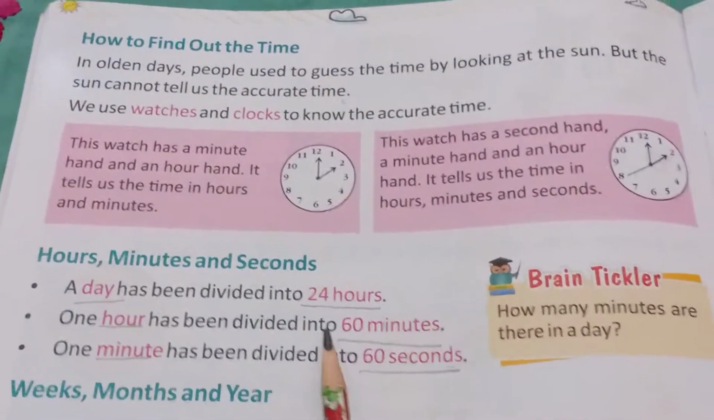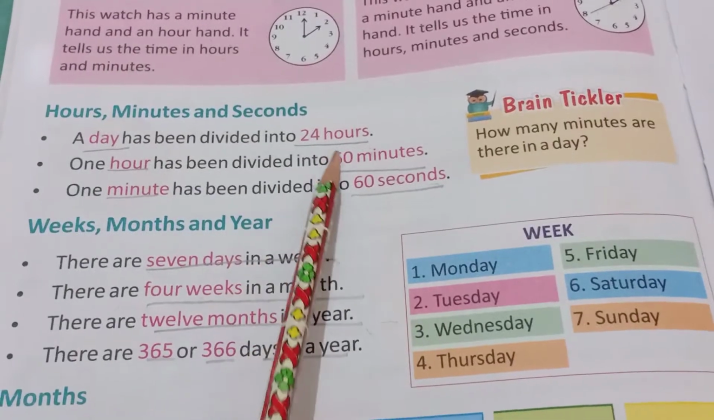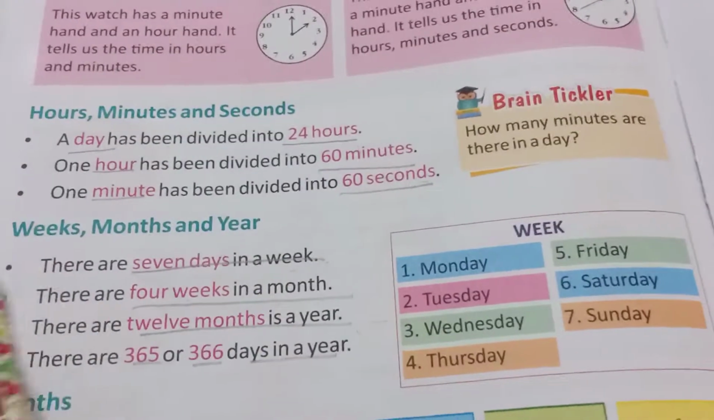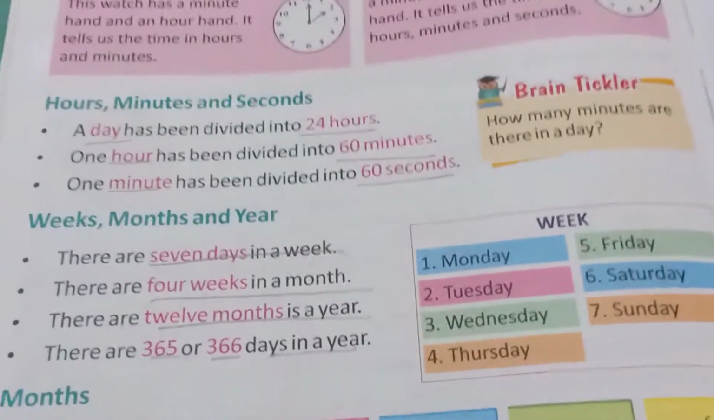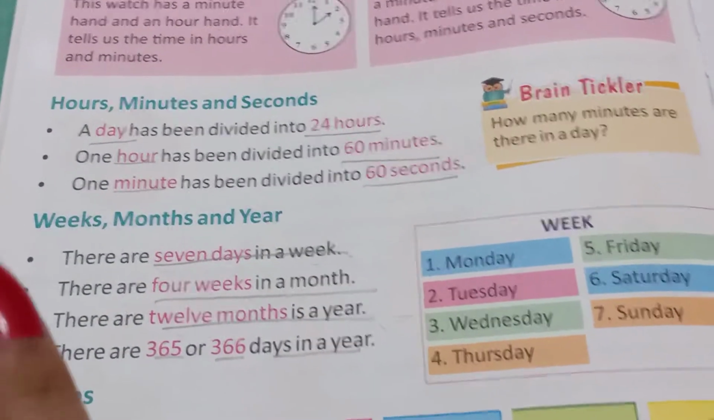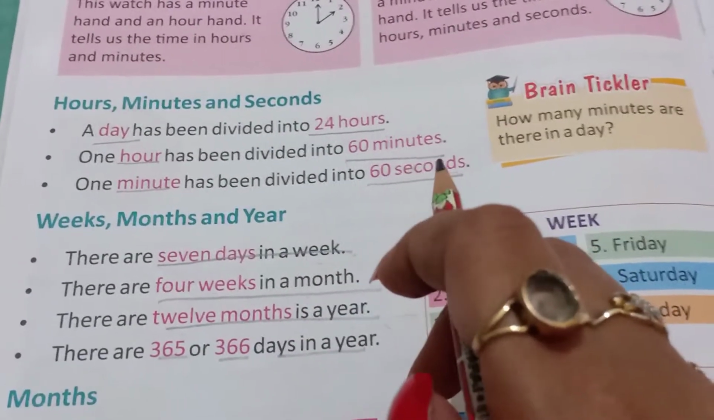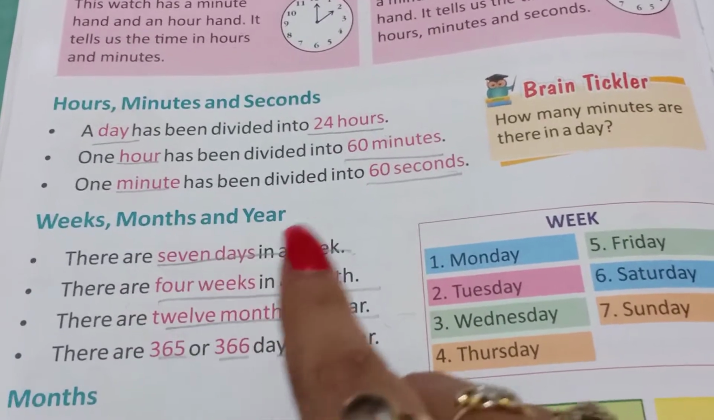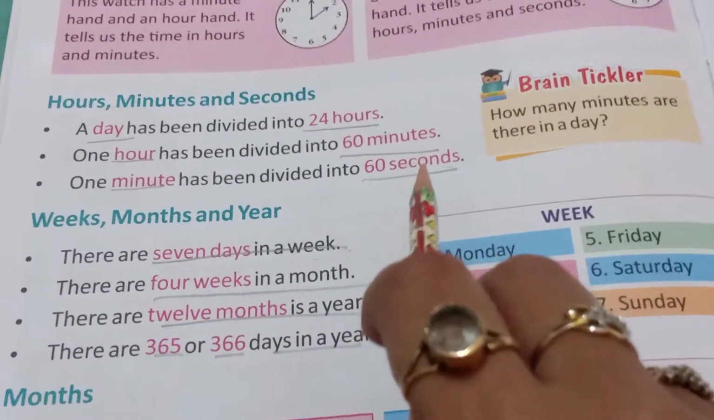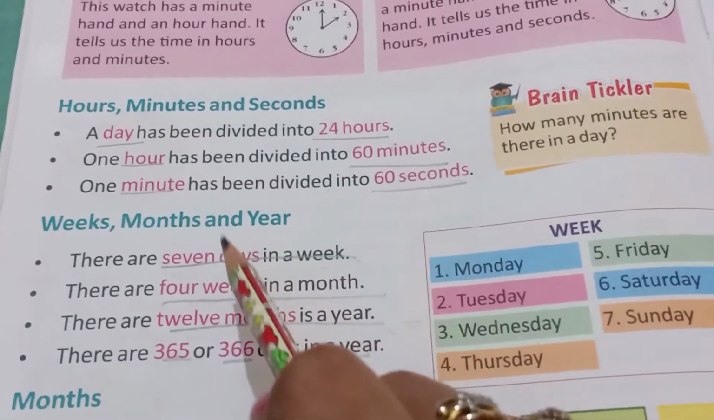Now coming to hours, minutes and seconds. A day has been divided into 24 hours. How many hours are there in a day? 24 hours. 24 hours make one proper day. 1 hour has been divided into 60 minutes. How many minutes are there in 1 hour? 60 minutes. Then 1 minute has been divided into 60 seconds. There are 60 seconds in 1 minute.